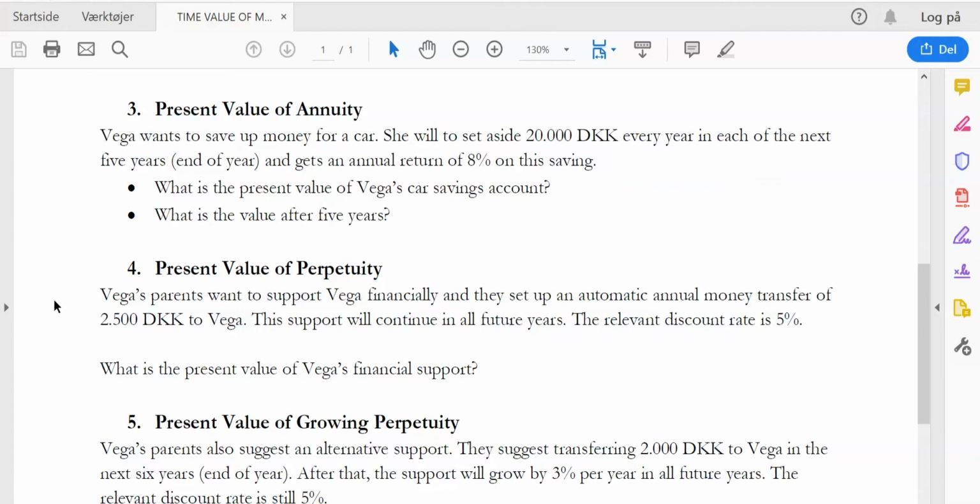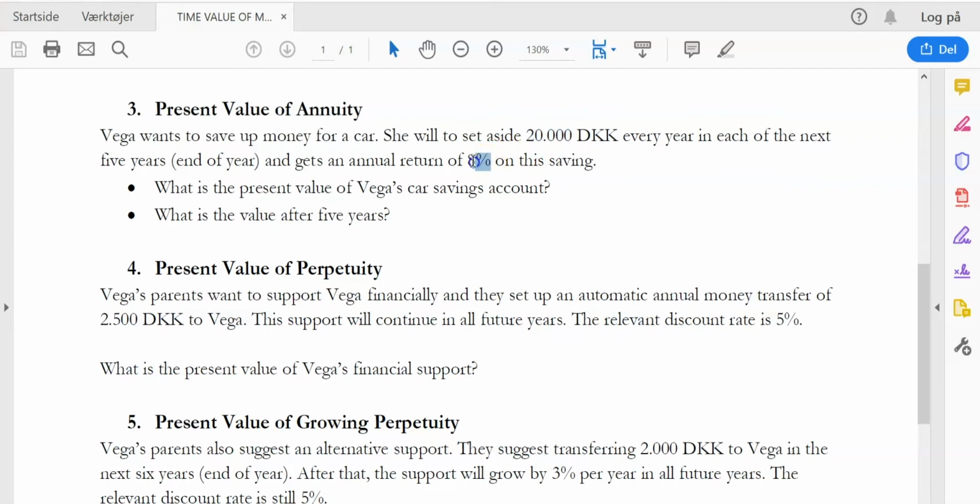Vega wants to save up money for a car. She will set aside 20,000 kroner every year in each of the next 5 years. And she gets an annual return of 8% on this saving. So you can see here that when you have a limited time period of 5 years and you have a constant payment, you are looking at an annuity.